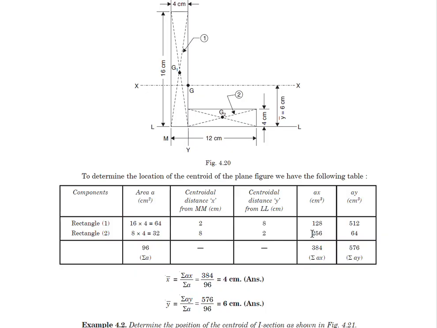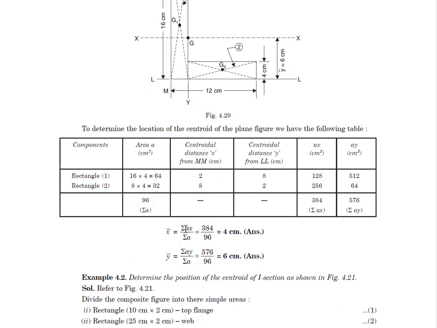Again we will find area into x and area into y, and now we will find the sum total of Ax and the sum total of Ay separately, and find the x and y positions, like the formula that we discussed in equations 4.1 and 4.2. So this is 384 divided by the total area, which is 96, and for y it is 6, so 4 and 6 centimeter. So this is the discussion of this one example. We'll discuss more examples in the next video. Thank you.